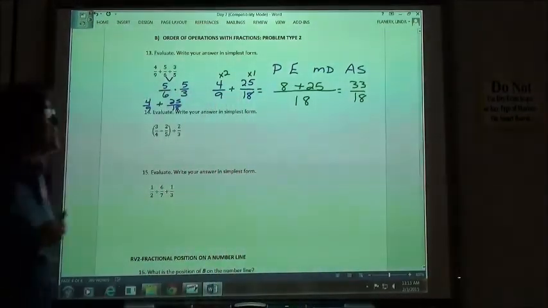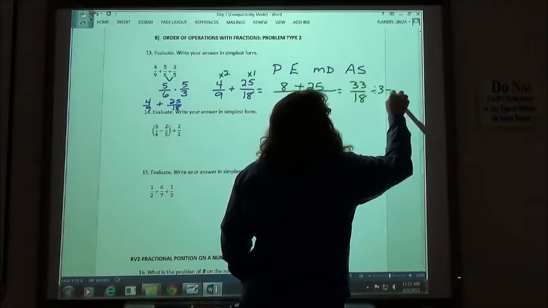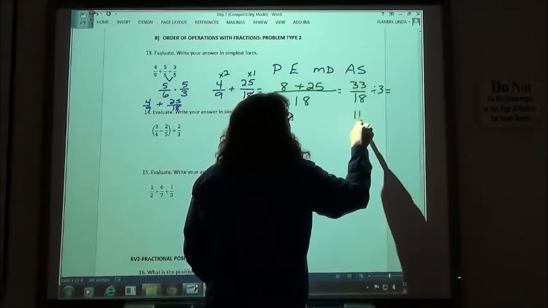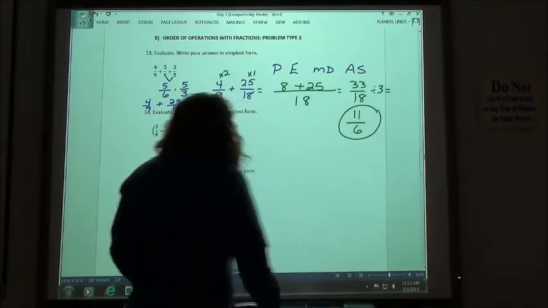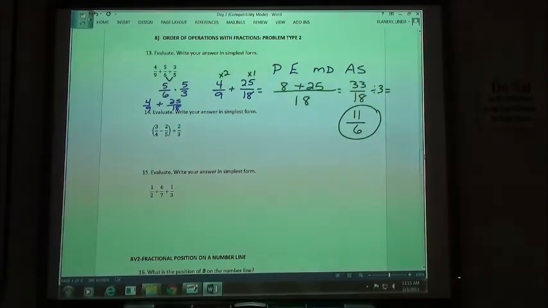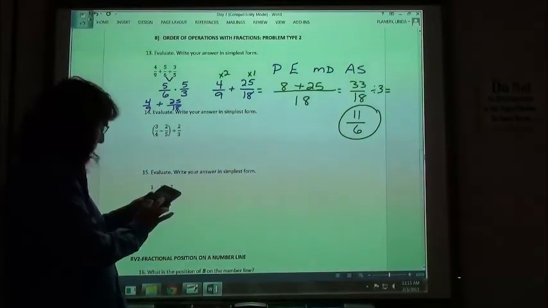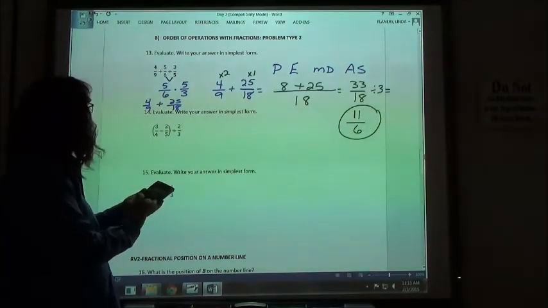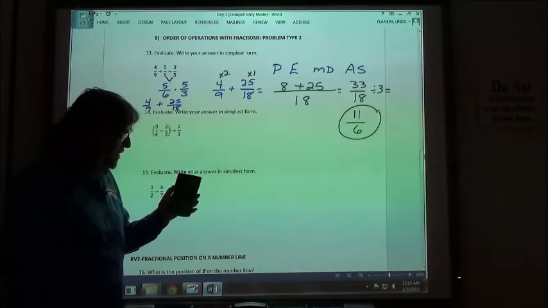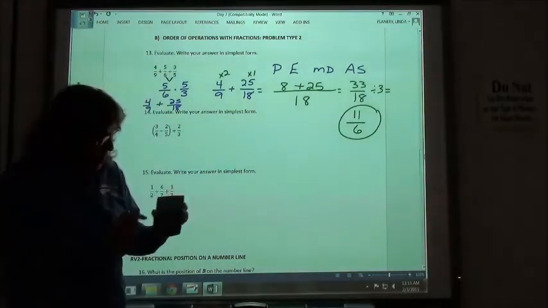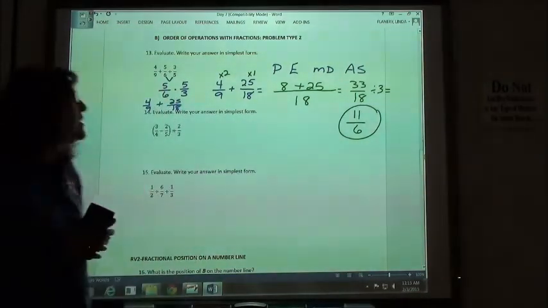Now 33 and 18 can be reduced because they're both divisible by 3. So I've got to go ahead and simplify my fraction. 33 divided by 3 is 11. 18 divided by 3 is 6. Now I can't simplify it any farther, so 11/6 is going to be my answer. Again, if I go ahead and check with my calculator, 4 fraction ninths plus 5 fraction sixths divided by 3 fraction 5, I get 1 and 5/6. Remember, your calculator gives you the mixed number. I have to do shift and the fraction button. Now my calculator shows the 11/6, which is how I want my answer.